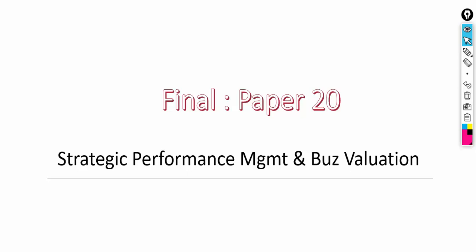Yeah, so in the next video, which is the final video of the series, we are going to talk about and analyze paper 20, the final year paper, which is strategic performance management and business valuation. Two different subjects have been merged into one, and let's see how you can crack the subject and try to get more than 60% in this particular subject.